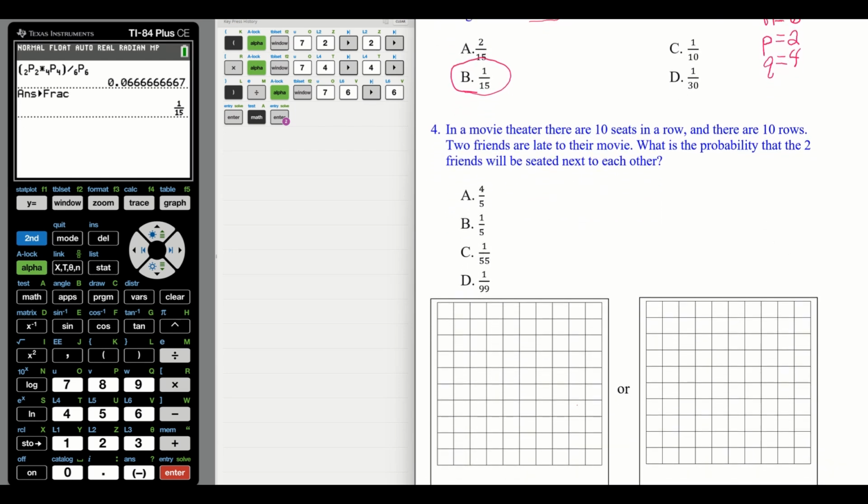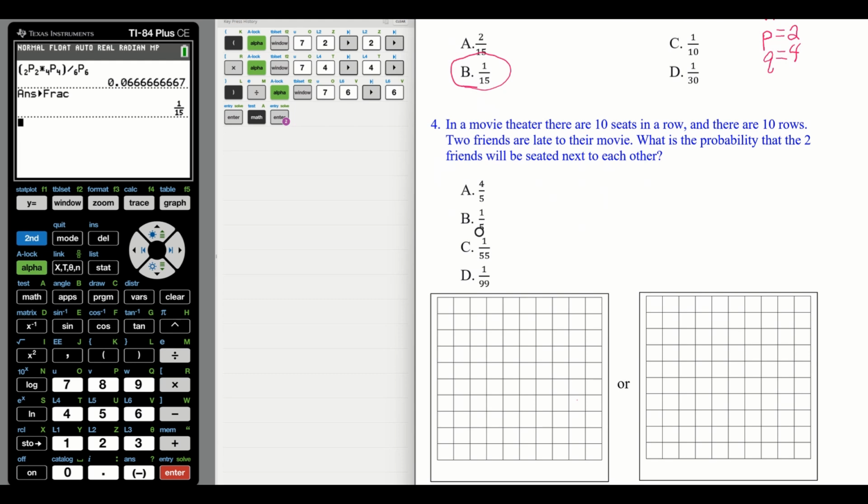Okay, the next question. Number 4. In a movie theater, there are 10 seats in a row, and there are 10 rows. 2 friends are late to their movie. What is the probability that the 2 friends will be seated next to each other? Okay, you know that feeling, the movie theater is filling up quick. So we know we have a 10 by 10 grid, but we have 2 events. One event is that one of them could sit on the aisle.